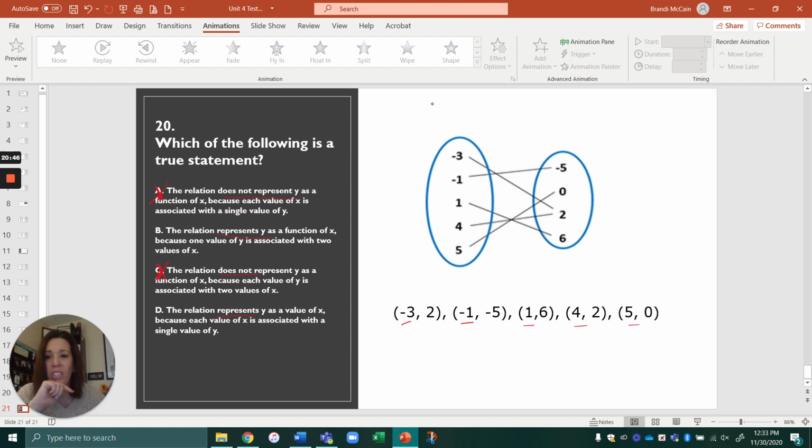So this says y is associated with 2 values of x, and this says x is associated with 1 value of y. We want the 1 value of y, because that x can only have one arrow coming out of it. A -3 can't go with 2 of those numbers over in the y column. The y's don't matter, just the x's.